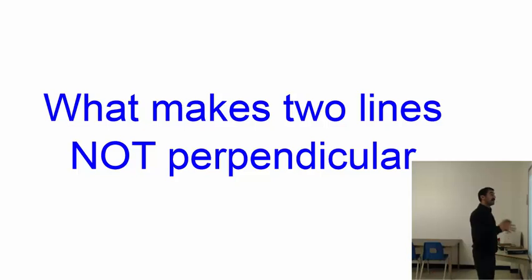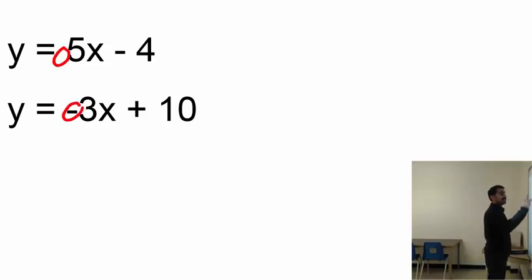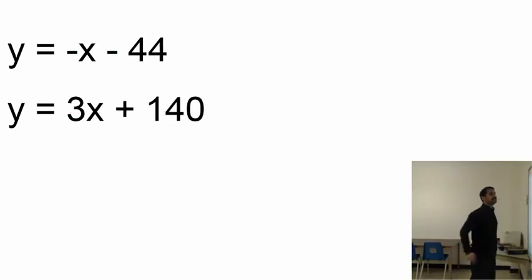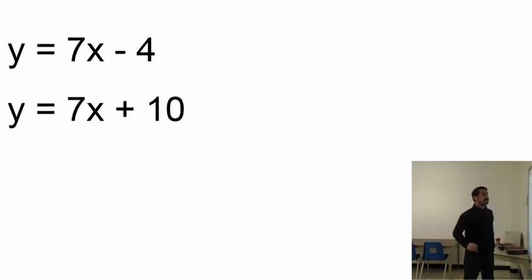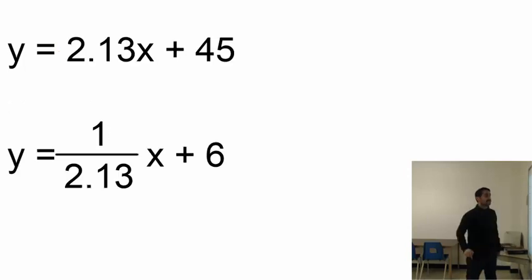What makes two lines not perpendicular? If you don't get 1, or if you don't see the opposite sign, they are not perpendicular. I see the opposite sign here, but 5 times 3 will give me 15. This is not perpendicular. There is 1 here. 1 times 3. I see the opposite sign, but 1 times 3 is 3. I am not getting 1. Not perpendicular. 7 times 7 is 49. And plus, there is no opposite sign here. They both are positive. These lines are not perpendicular.